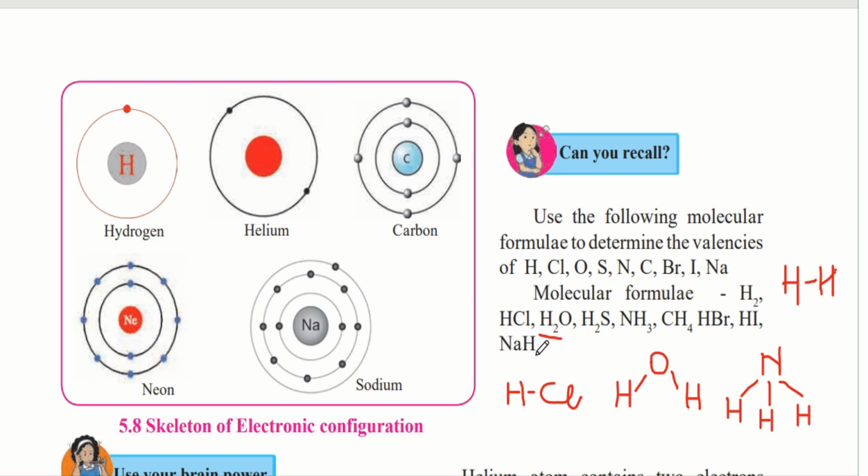NaH is sodium and one hydrogen. So sodium is binding to just one hydrogen, and therefore sodium also has a valency of 1. And if you see here, there is just one electron in the outermost shell. So if we have the electronic configuration, we can easily find out the valency of that atom.